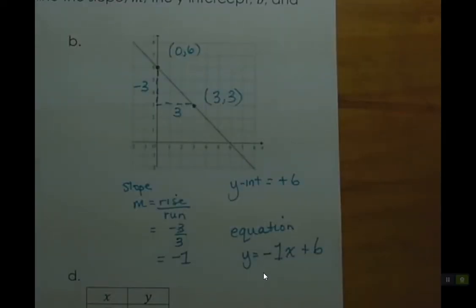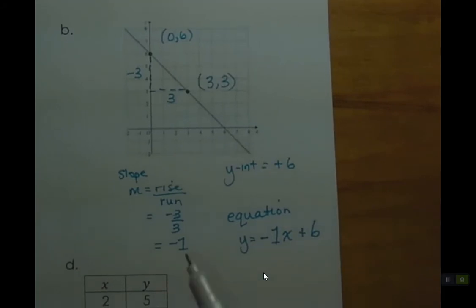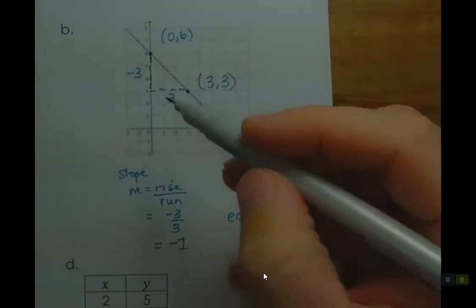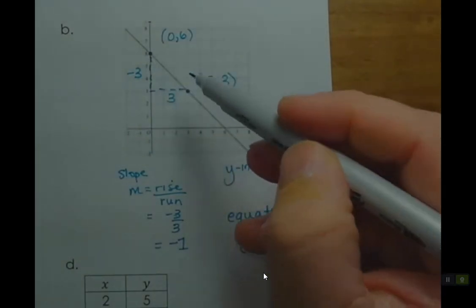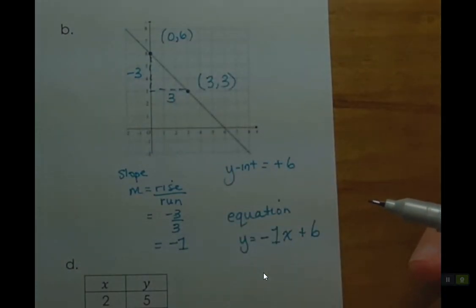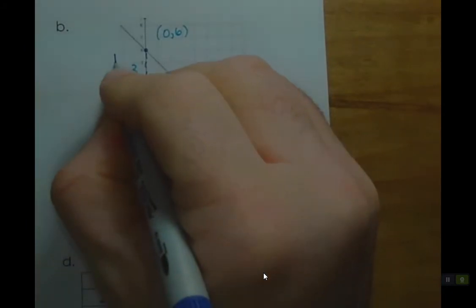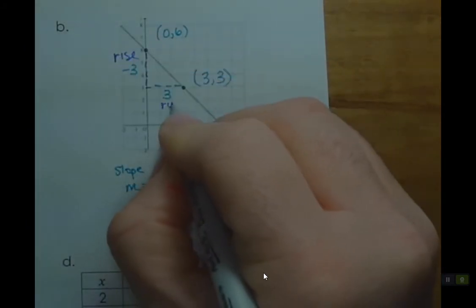All right. So when you're looking at my answer here, you may say to yourself, Mr. Z, I didn't pick those same 2 points. And that is perfectly fine. But in the end, it doesn't matter what points you pick, you will still get the same answers. And so I picked the points (0, 6) and (3, 3). I thought those hit the lines nicely. I figured out my rise and run.